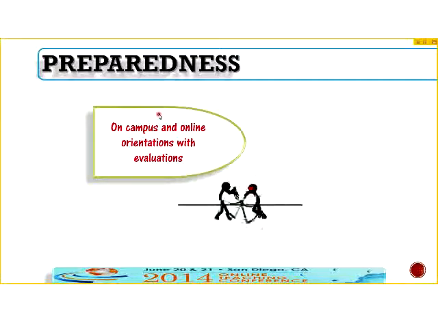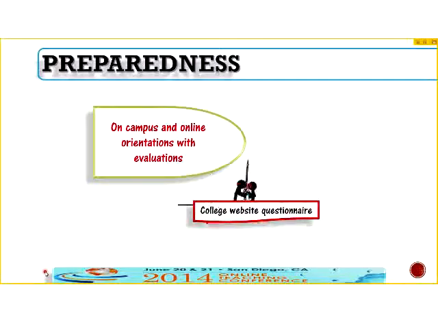Now, let's talk more about preparedness. How can we become more prepared before we start the fight, before we get into the middle of the adventure, which is called online learning? So, on-campus and online orientations with evaluations. The evaluations only need to be for the process, because you don't need to evaluate the people who are involved, but just the process, and let them understand and expose some of the holes in learning and understanding that they may have. College website questionnaire.